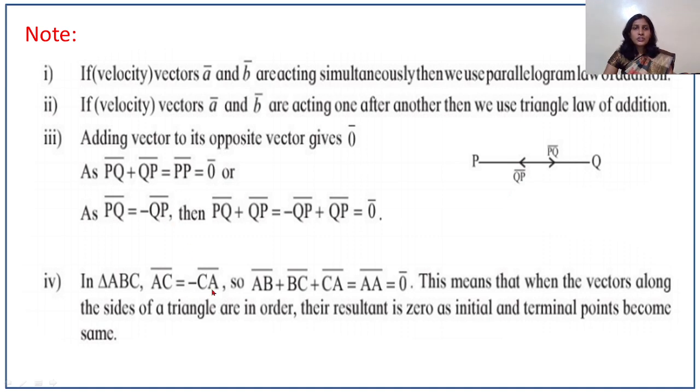Then we use this in triangle ABC. Suppose AC bar is equal to minus of CA bar. Then what about AB bar plus BC bar plus CA bar? AB bar plus BC bar will become AC bar. So AC bar plus CA bar. What is CA bar? It is minus of AC bar. So AC bar plus minus of AC bar will give 0. That is AA bar, which is equal to 0. So this is the third and fourth note. These two are similar.